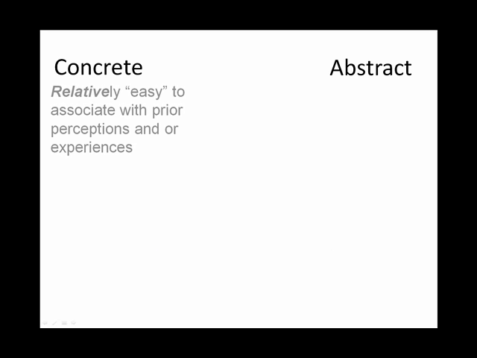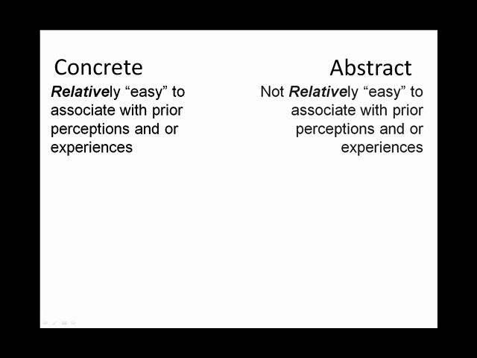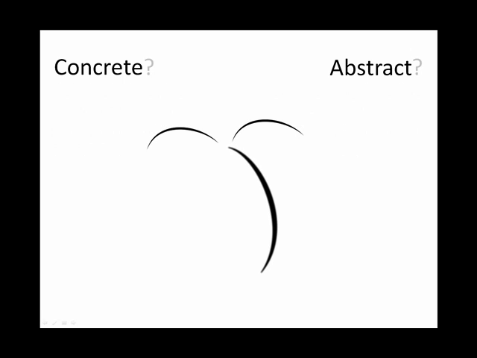All right, a couple more terms: concrete versus abstract. Concrete is relatively easy to associate with prior perceptions and or experiences, whereas abstract is not relatively easy to associate with prior perceptions and or experiences. When we think of English, we think of concrete as something that is tangible, and abstract as something that is intangible. Well, in the arts, those terms don't really apply as easily, and so that's why we talk about whether you can associate it with something that you're familiar with or not.